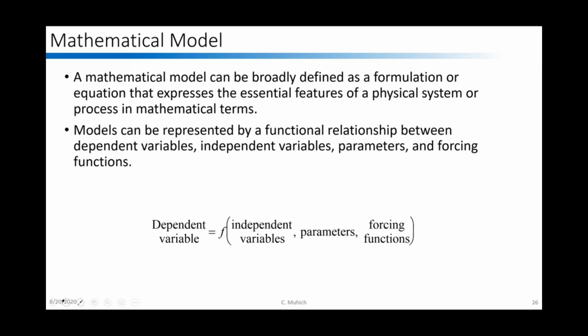While maybe you don't think about this, we've done this a lot in general chemistry, like writing down reaction equations and reaction rates. Those are mathematical models. And so we usually want to express mathematical models as some sort of dependent variable, which is a function, so this F symbol, of independent variables, so maybe temperature, pressure, a set of parameters, for example the gas constant, and forcing functions, which are additional functions that prevent uncharacteristic or unphysical behavior.